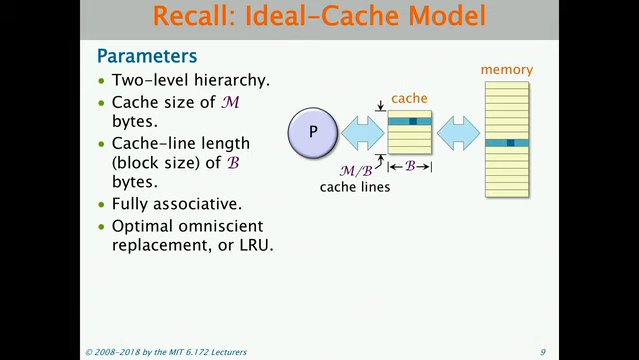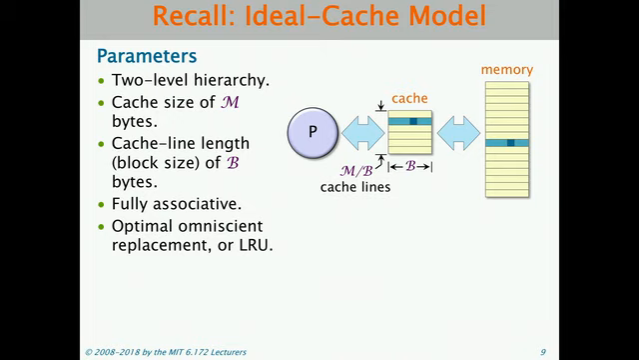We talked about this in the previous lecture. So here we have a 2-level hierarchy. We have a cache, and then we have the main memory. And the cache has a size of M bytes, and a cache line is B bytes. So you can keep around M over B cache lines in your cache.